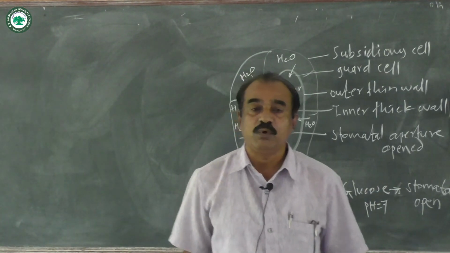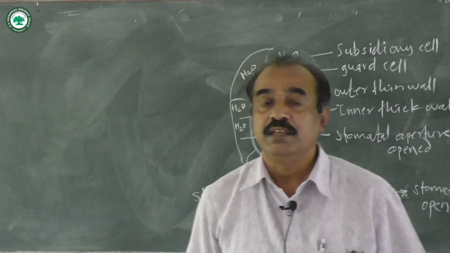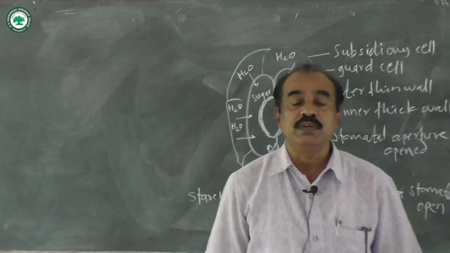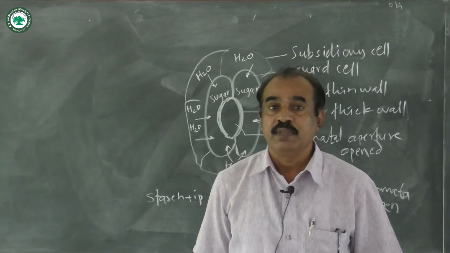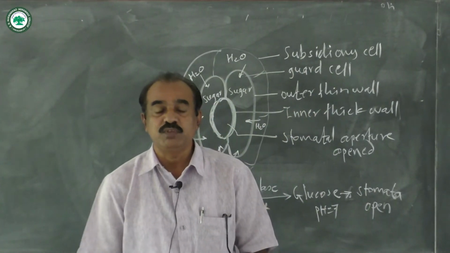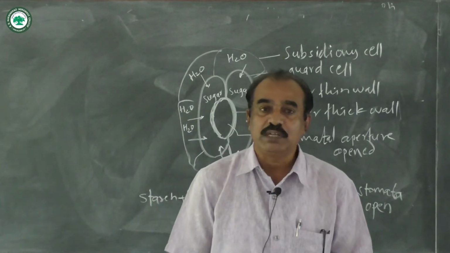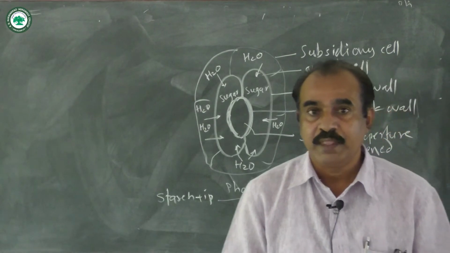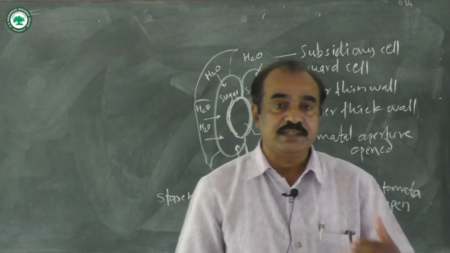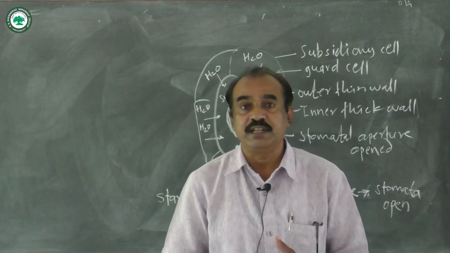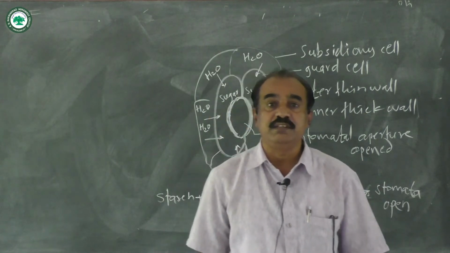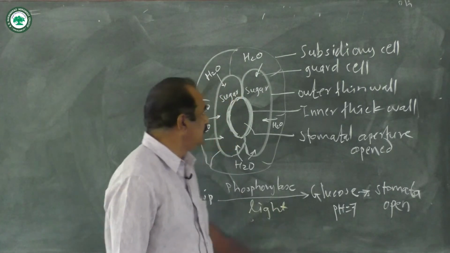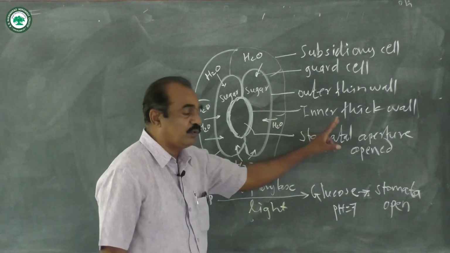When glucose is synthesized in the guard cell, automatically the OP, that is the osmotic pressure of the guard cell, is increased. Water from the neighboring mesophyll cell or subsidiary cell enters into the guard cell endoosmotically. When water enters the guard cell, turgidity is increased, and automatically turgor pressure is increased, and because of this the outer wall is stretched toward the outer side.